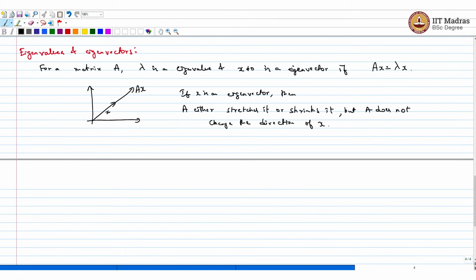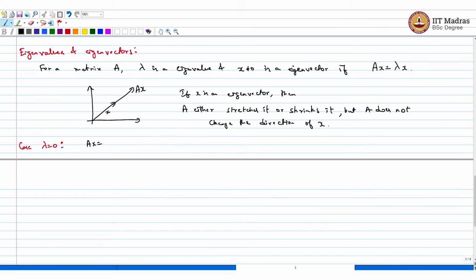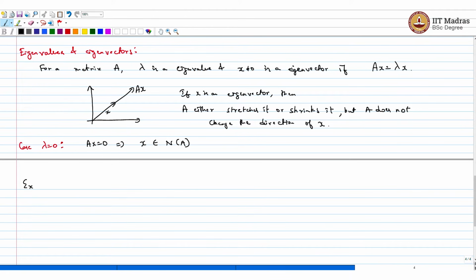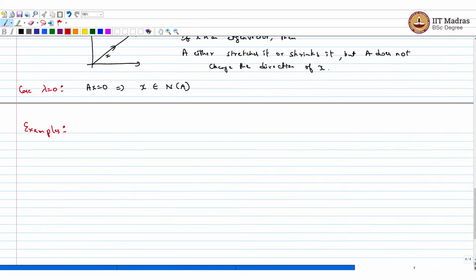We can look at a special case. Now, if you take the case lambda equals 0, then Ax equals 0 implies where does x reside? X belongs to the null space of A. So, that is the simplest example that you could think of. Now, we will look at a few more examples, and directly just by eyeballing you can calculate the eigenvalues and eigenvectors, at least the eigenvalues.